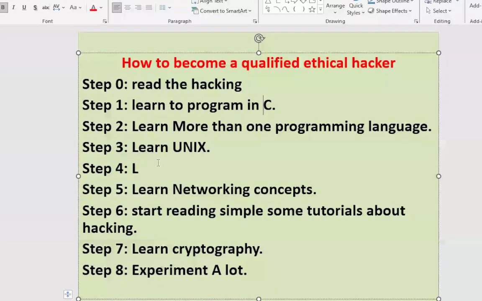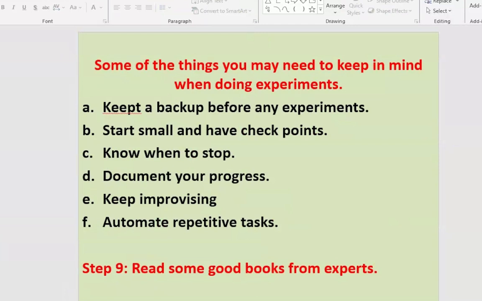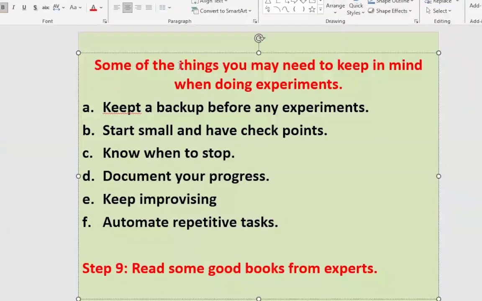Now, before doing experiments, there are some very important things which you must keep in your mind. Experiments here means ethical hacking experiments, which we will discuss in the upcoming classes. What is that? You must have a backup before doing any experiment.